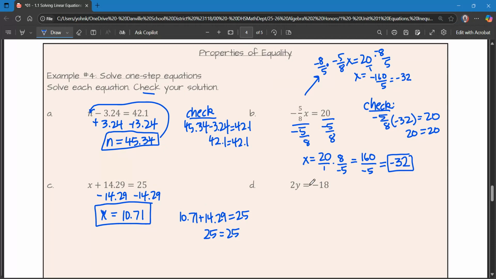Last one, 2y equals negative 18. The left side is multiplication. To undo, you can divide by 2. You get y equals negative 9. To check, you would plug it in. 2 times negative 9, and you're supposed to get negative 18. You do, in fact, get negative 18 on the left side, so it checks.